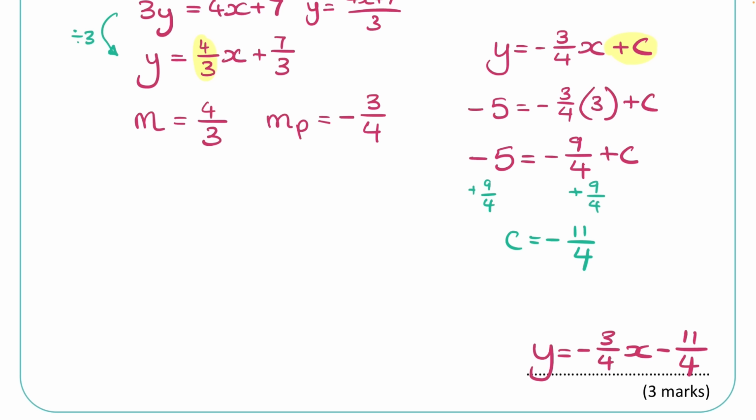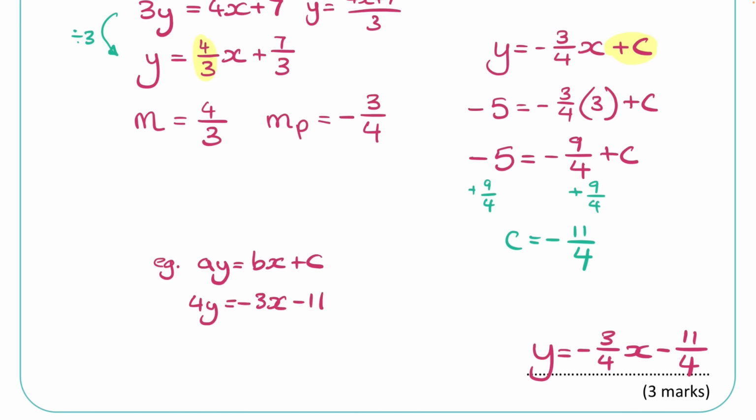Now you could be asked to write this into a particular form as well, which would eliminate the fractions. This one here, you can see all the denominators are 4. If you were to times them all by 4, for example, if it said, write it in the form ay equals bx plus c, or something like that, maybe it's rearranged as well, then you could times them all by 4 and we'd have 4y equals minus 3x minus 11.